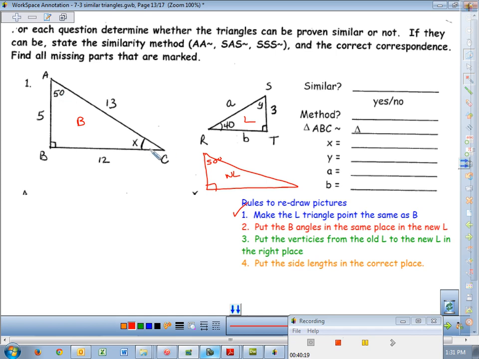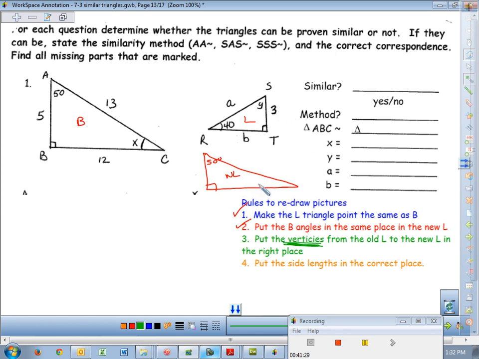Sound okay? Here's what we should have done first. Before you redraw it, we should have seen maybe, no, we do want to redraw it. So yeah, we're all right. My bad. Put the big angles in the same place as the new little. Check. Put the vertices from the old little into the new little in the right place. When I say vertices, that means the letters of the triangle. Isn't this the old little triangle? Isn't this the new little triangle right here?